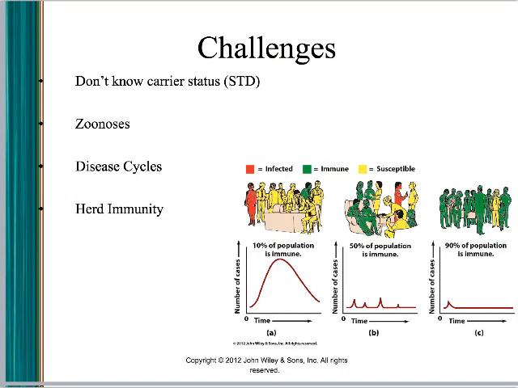Now, challenges to epidemiology, disease spread. One thing that's really challenging is when you don't know the status of somebody, whether they're a carrier or not. One example of that is STD, or sexually transmitted disease, or sexually transmitted infection. Sometimes they call them STIs. If you don't know somebody's status, it's very possible to get a disease from an exchange of body fluids or touching someone's body parts.